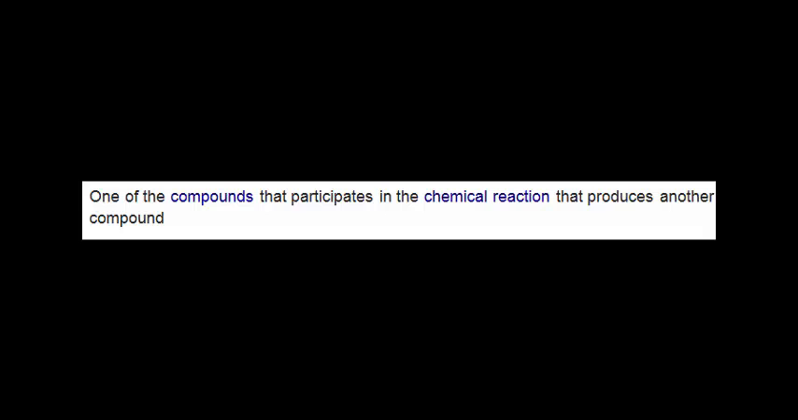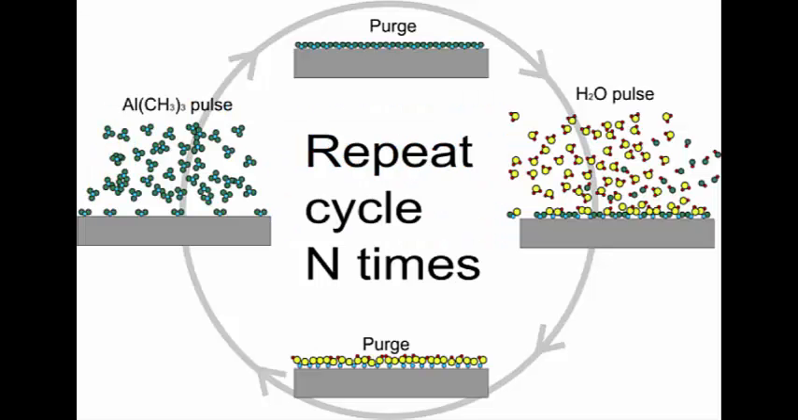ALD uses chemicals called precursors. A precursor is nothing but one of the compounds that participates in the chemical reaction. ALD uses precursors and alternating surface reactions to grow self-limiting layers of film. By repeating the process of growing individual layers, thin films can be applied to surfaces.